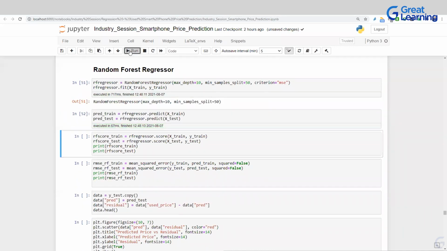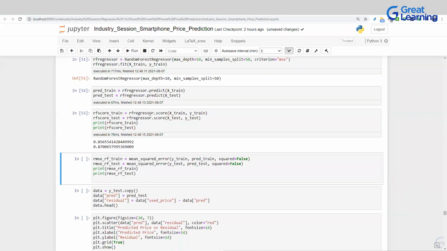Let's look at the predictions for random forest. If you look at the score, which is the R-square value, we've got a very high R-square as compared to linear regression, which was around 75%. Now we've got an R-square which is around 85%, which is a 10% improvement, a big difference, more than 10% improvement in random forest as compared to linear regression.